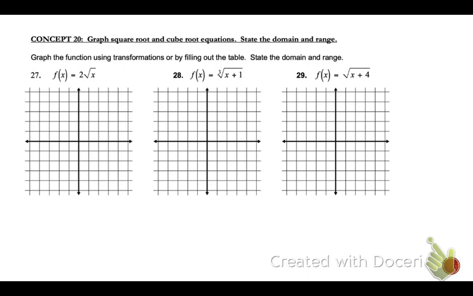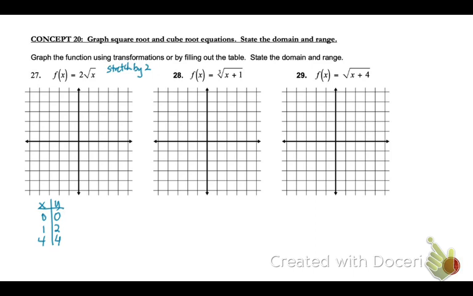So let's talk about the transformation first. That 2 out front is going to give us a stretch by 2. So that graph is going to jump up a little further than normal. Now I'm going to make an XY table. So I know that I can't have any negatives for a square root, so I'm going to start by plugging in 0 for x, and then numbers that are perfect squares. So I'm going to plug in 0, 1, and 4.